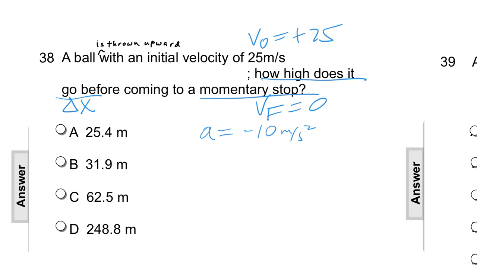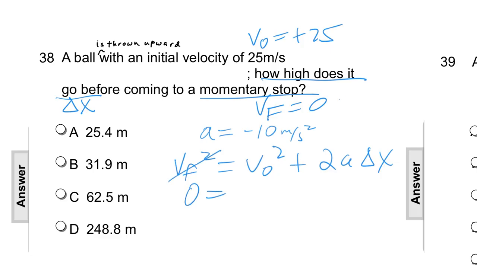Okay, so how about this one? VF squared equals VO squared plus 2A delta X. So this is 0 equals, because VF, it stopped at the top, 25 squared plus 2 times negative 10 times delta X. Again, I can't take a shortcut like we did in the first few problems.